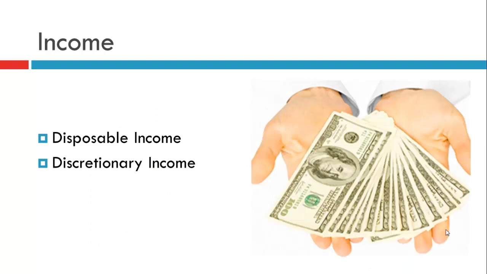Marketers want to know how much money people have to spend on different products. They look at two types of income measurement, disposable income and discretionary income. Disposable income is the money left after taking out taxes. Discretionary income is the money left after paying for basic living necessities such as food, shelter, and clothing.